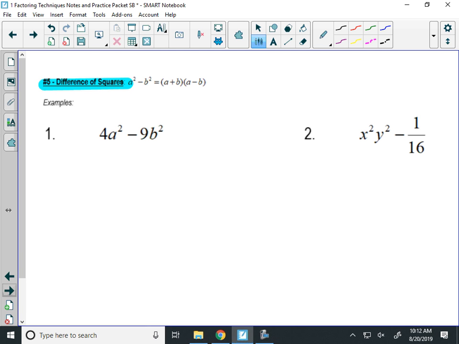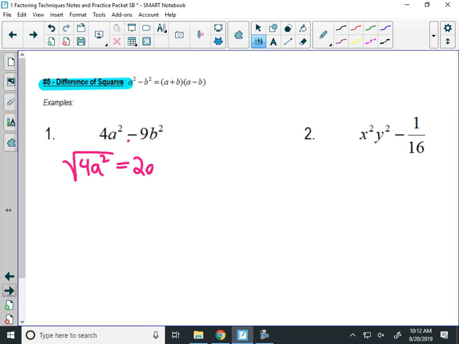The difference of squares is a pattern. So you need a binomial, 2 terms. Difference, what sign is for difference? Minus, subtraction, so it has to have a minus sign. And then squares means that you can take the square root of each of the terms. They're perfect squares. So if I have 4a squared, I'm going to take the square root of that. What's the square root of 4a squared?